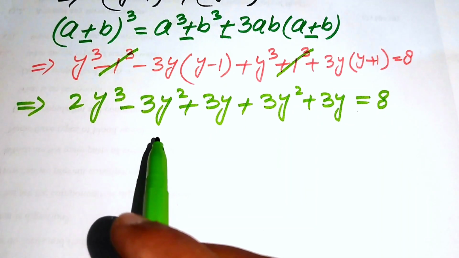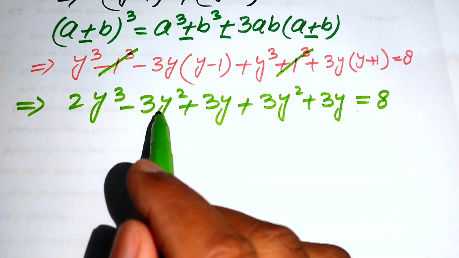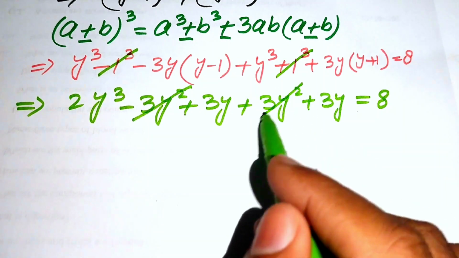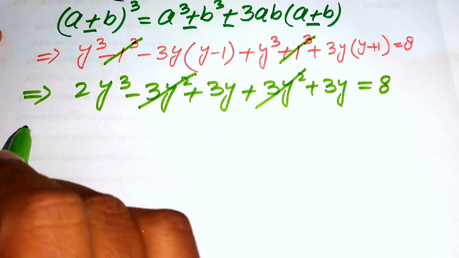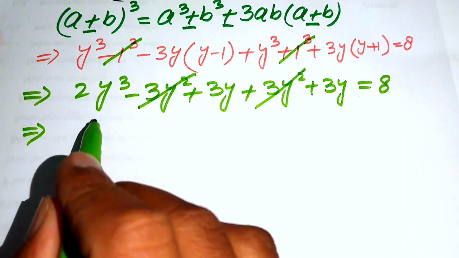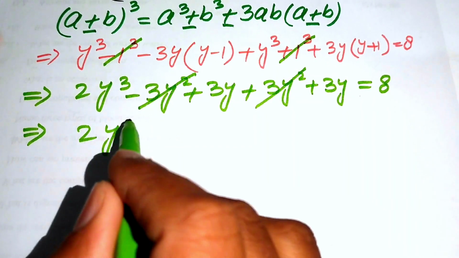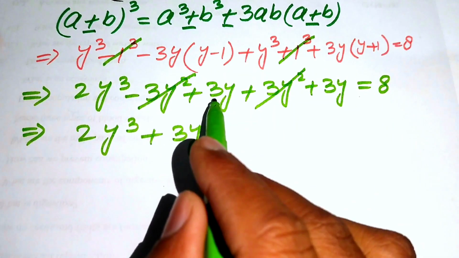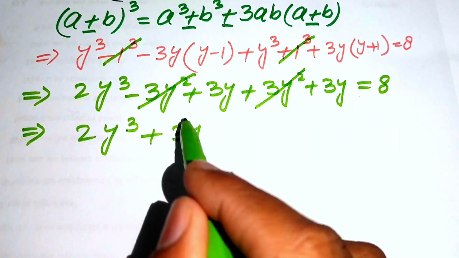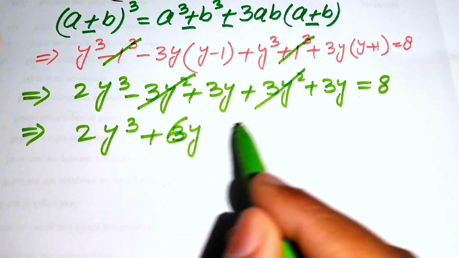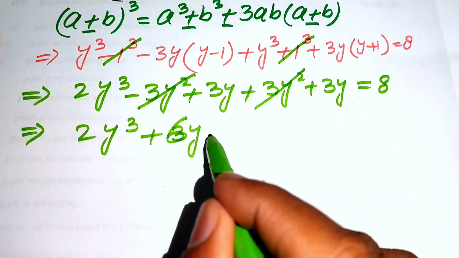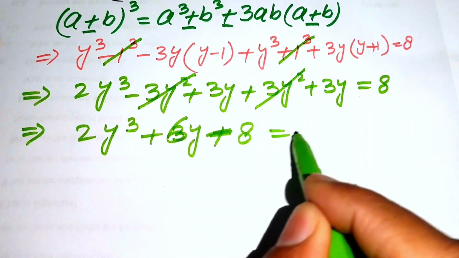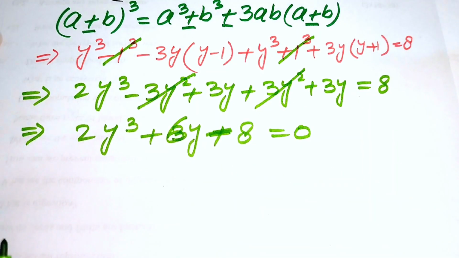So again you see that this minus 3y^2 and plus 3y^2 also cancel each other, and we obtain here 2y^3 plus 3y plus 3y, which becomes 6y, and we move this 8 to the left hand side and it becomes minus 8, and this whole equals 0.